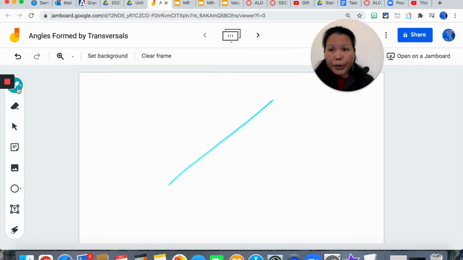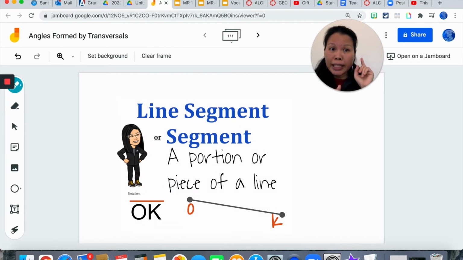When we add an arrow to the line segment, we will get a line that goes on forever. You will notice that the arrow is at the end of the line segment. So this is where we know that this line is extending forever in both directions and never stops. So this is called a line. Remember, earlier we called it a line segment or just segment. This one is a line that extends forever in both directions.